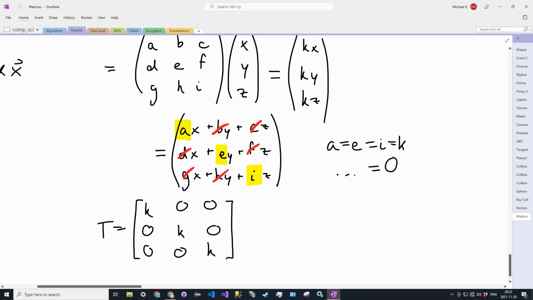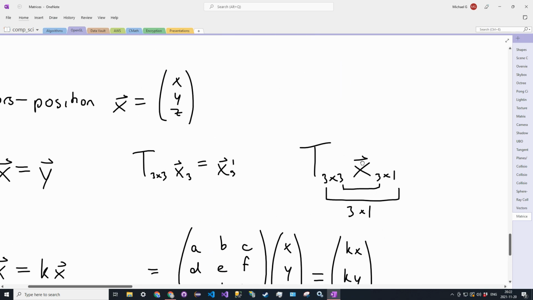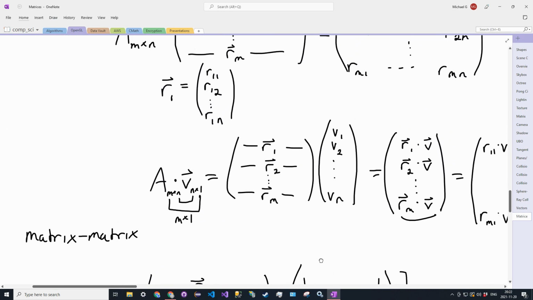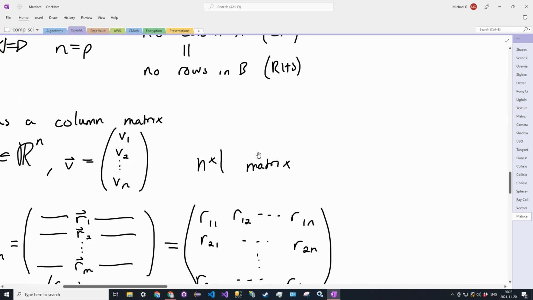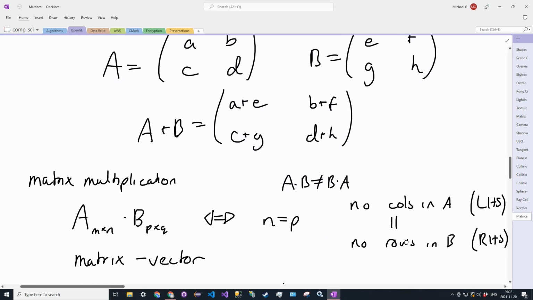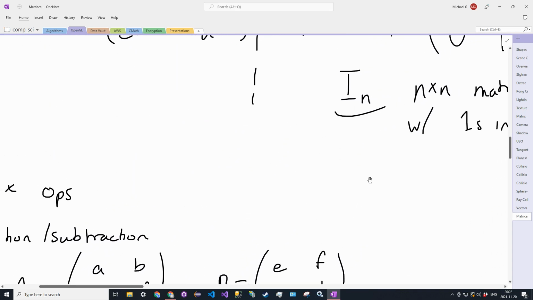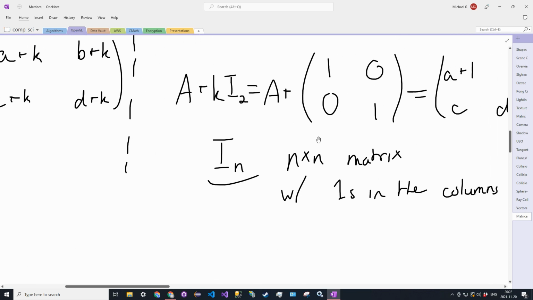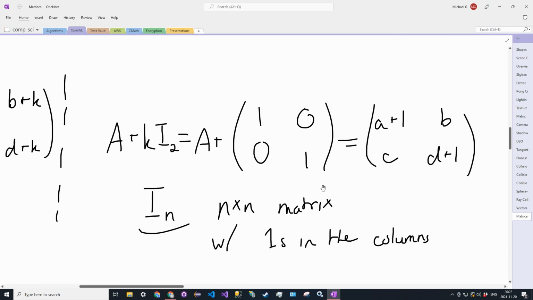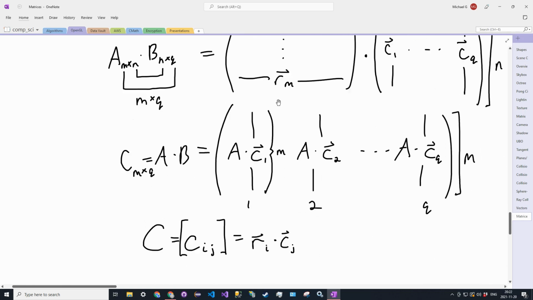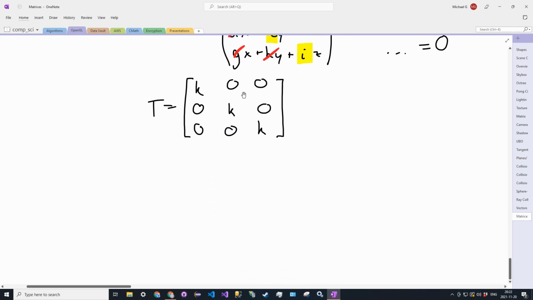Now, this may look familiar if you were paying attention a little earlier. What's a matrix that we defined as having only elements in the diagonals? It's this identity matrix here. So if we have our matrix with k's in the diagonals, this is just equivalent to k times the identity matrix, a 3x3 identity matrix.